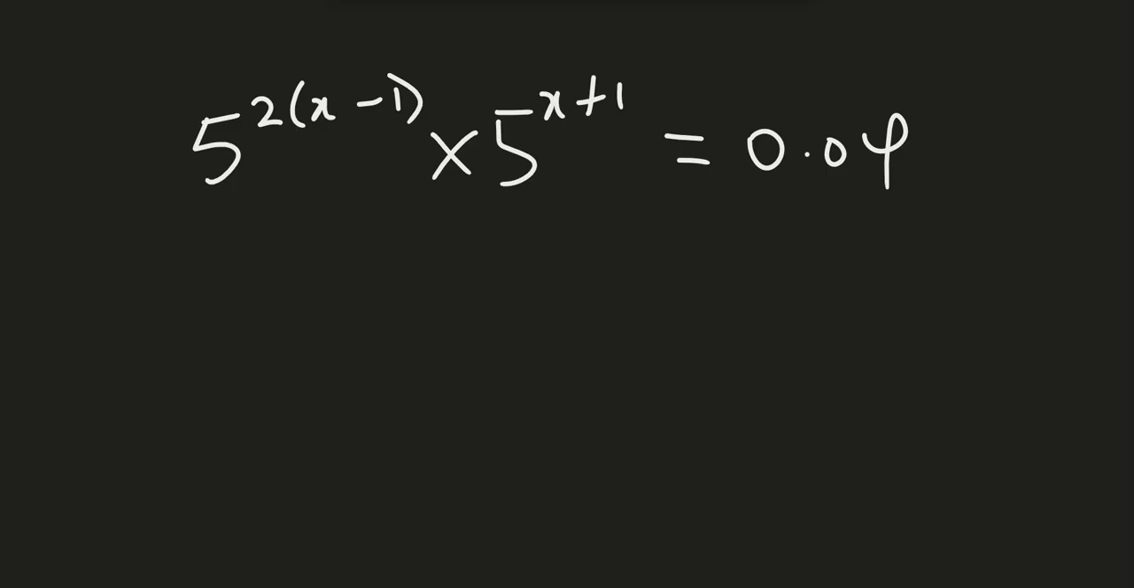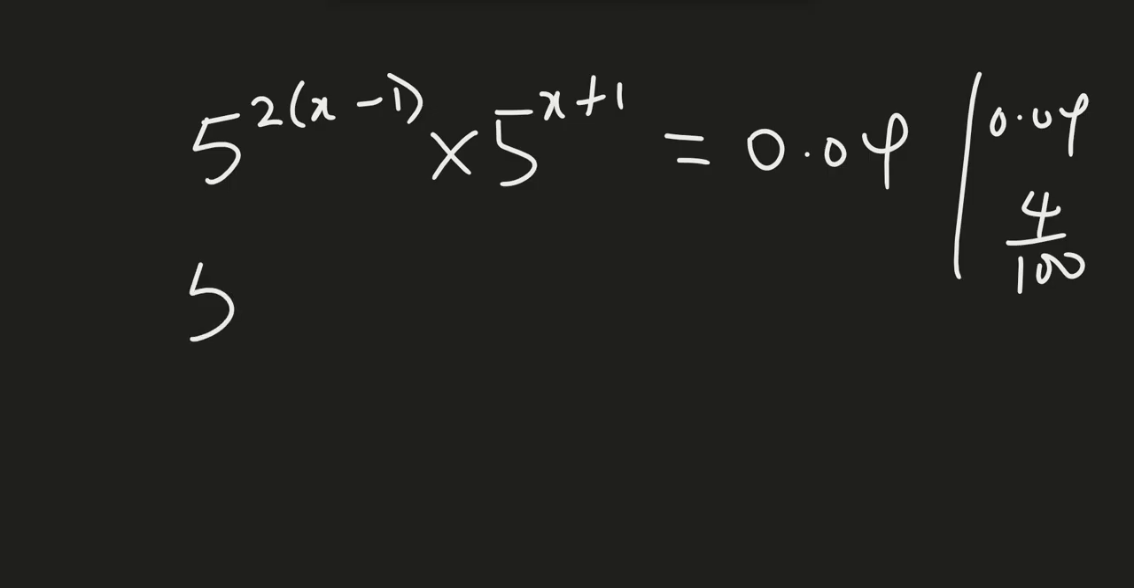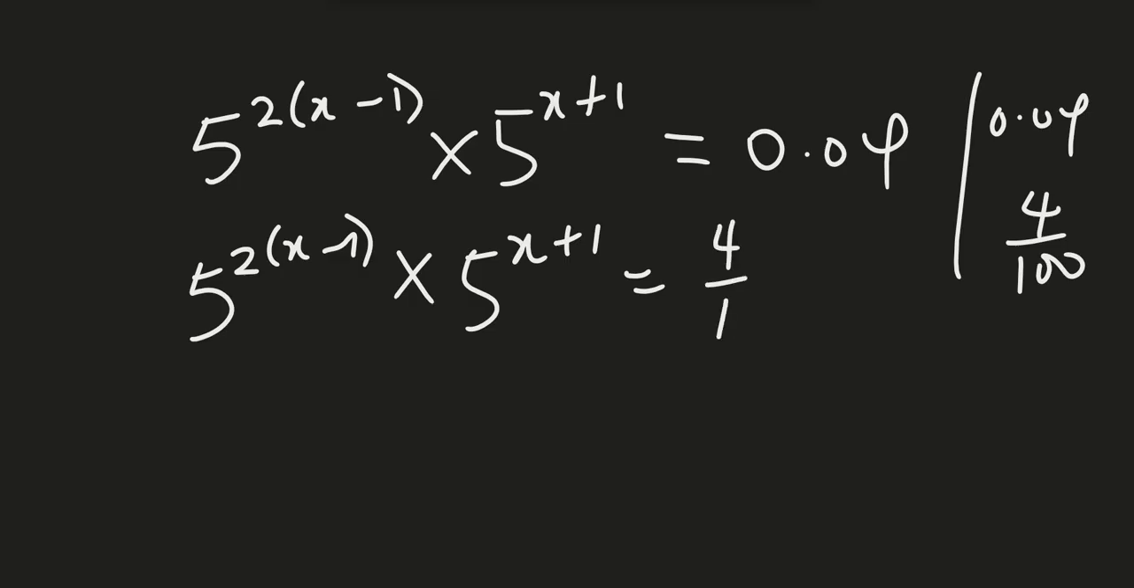We understand that 0.04 can also be written as, okay, I always use a layman system to understand this. I could say my point represents 1 and the other numbers represent 0. So I pick the whole number there, and that's 4 over 100. So this is what I mean, 4 over 100. So this can also be written as 5 raised to the power x minus 1 times 5 raised to the power x plus 1 equals 4 over 100.